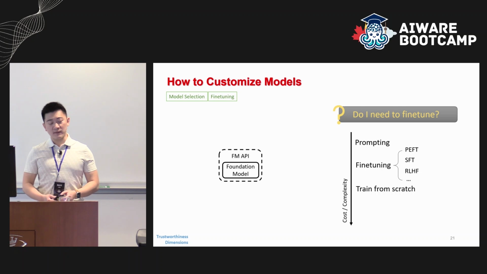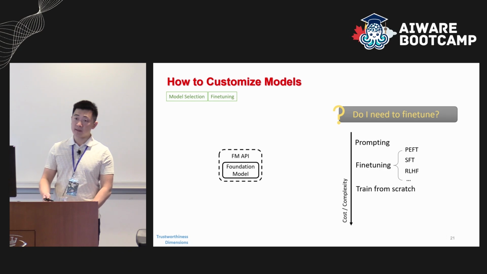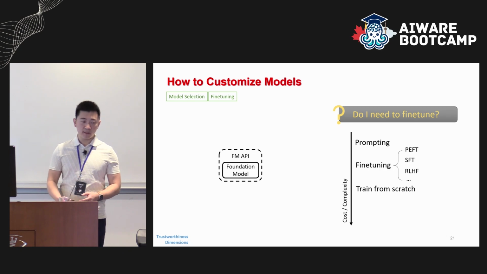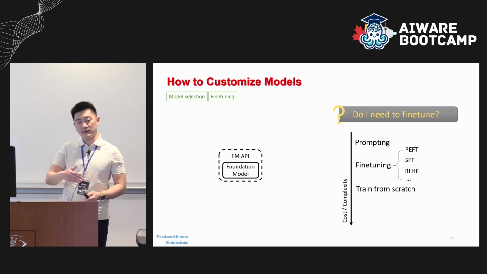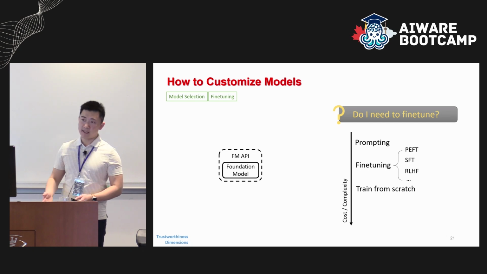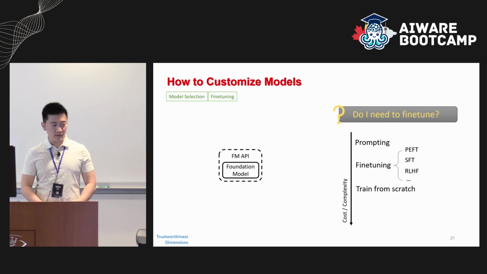And then, of course, when you realize that your domain is so special that fine-tuning doesn't solve the problem, or it requires a very different mechanism of the model, then you might need to consider whether you want to train from scratch or not. And these options go from low cost, low complexity to high cost, high complexity. So you go from the cheaper option to the more expensive version of the options.